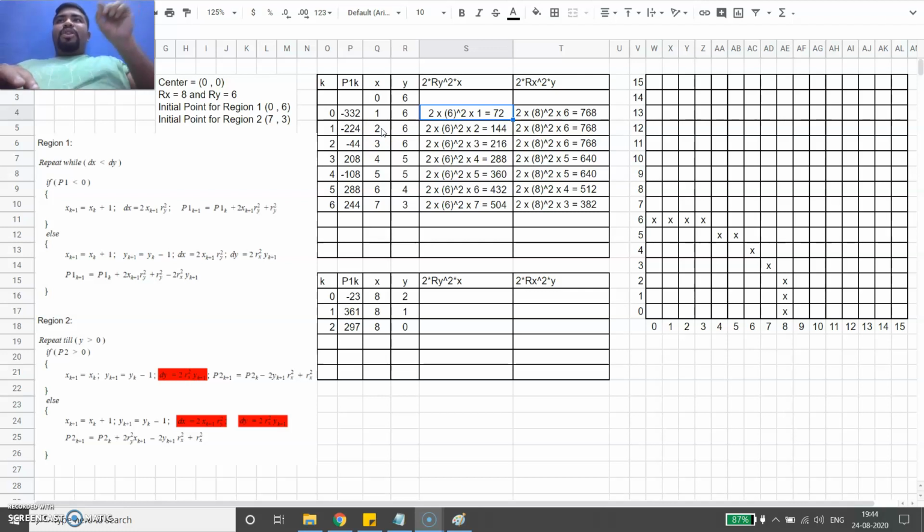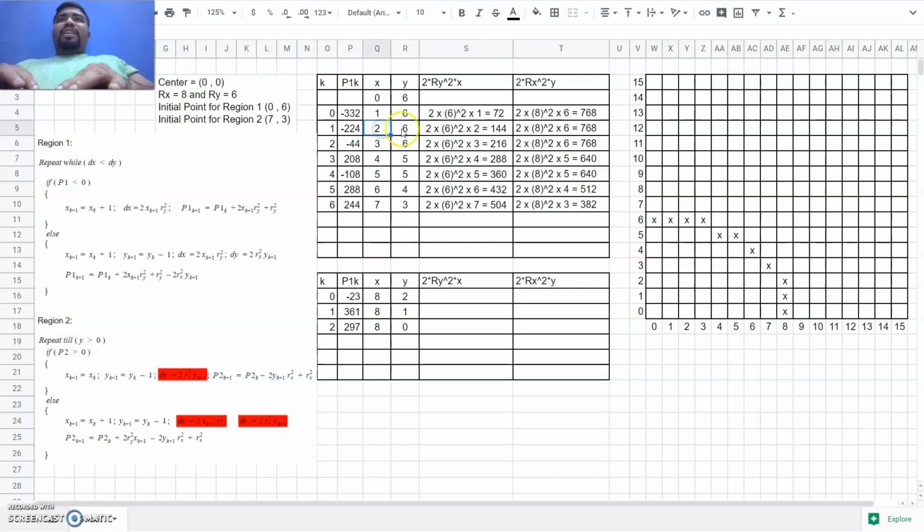In this case, the point is lying inside the ellipse. You can see x has incremented. As x has incremented, we calculate dx. What is dx coming up to? It is just changing this 1 into 2, and it becomes 144. As y doesn't change, the dy doesn't change.